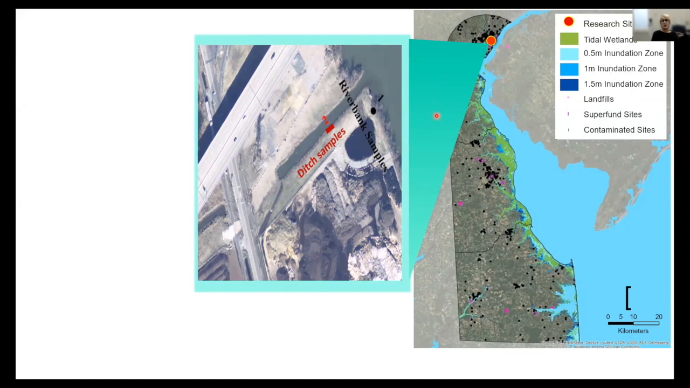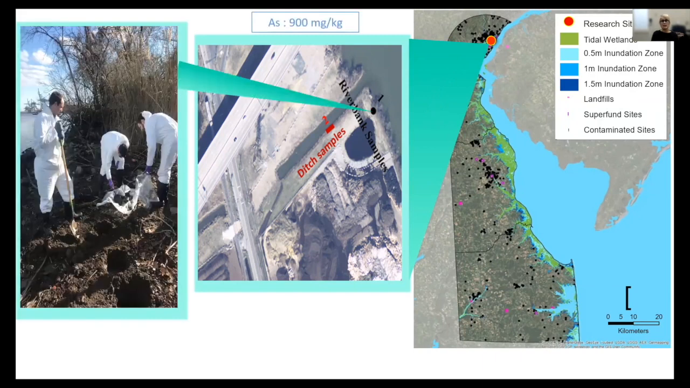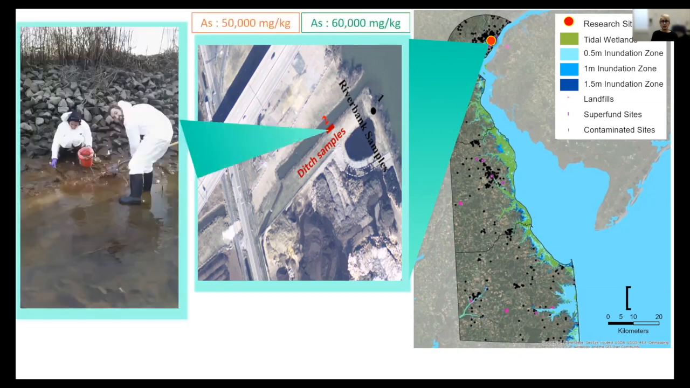For this research, we collected 3 sets of sediment samples from the site with different arsenic contamination levels. The first group of samples were collected from the banks of the Christiana River, where we found 900 milligram per kilogram of arsenic. The second group of samples were collected from the banks of a tidal ditch, which was constructed as a part of a remediation effort for a neighboring US EPA Superfund site, where we surprisingly found 5 to 6% of arsenic in sediments.